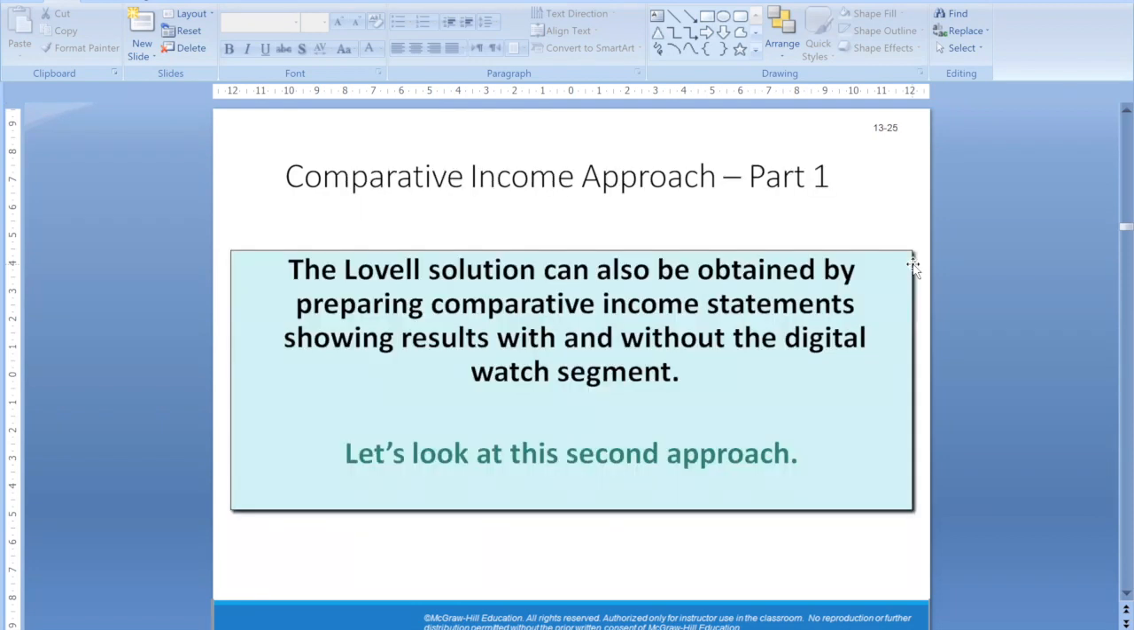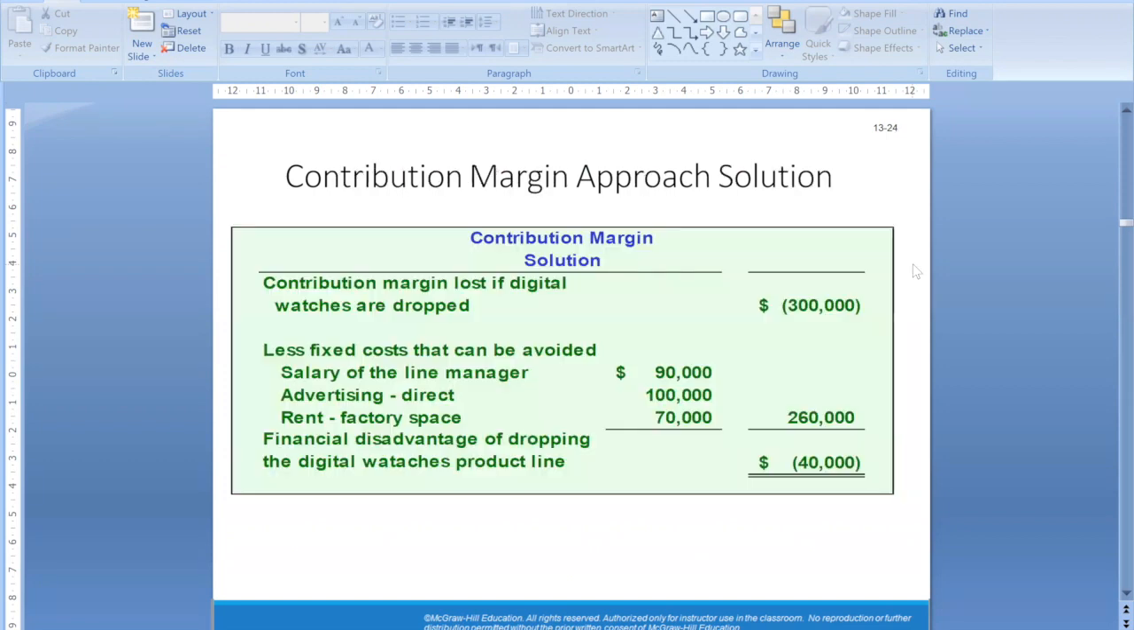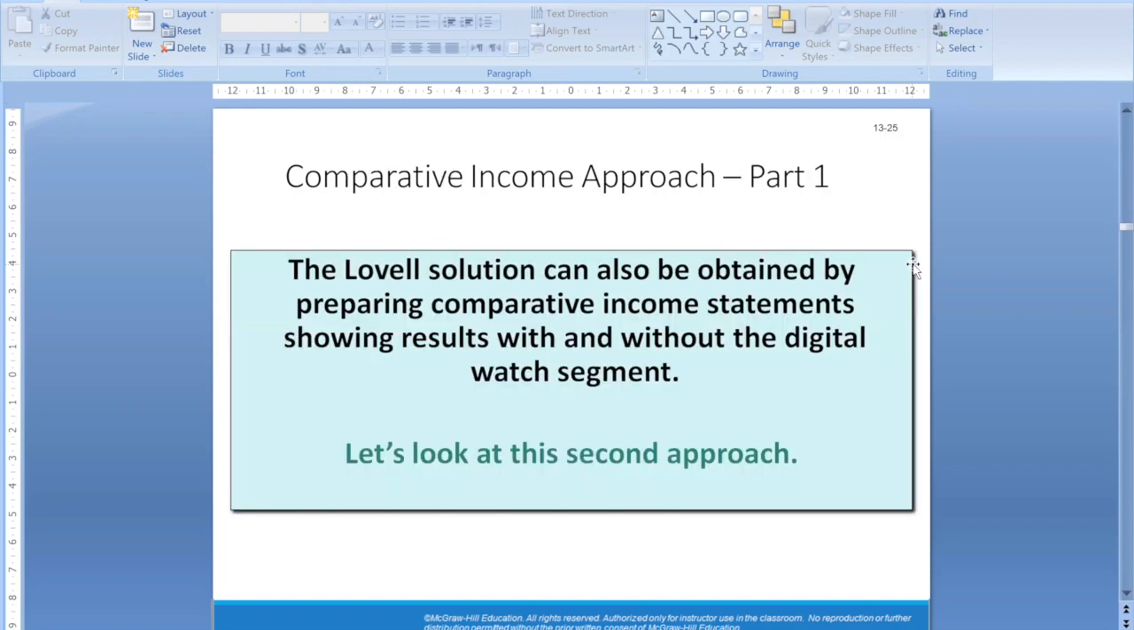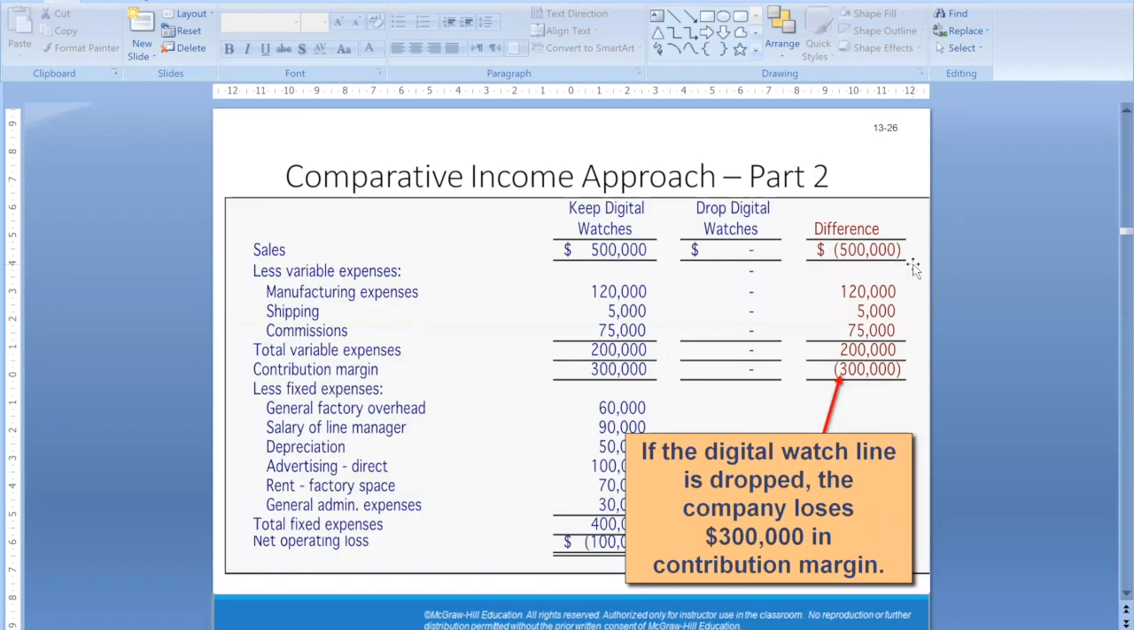The solution can also be obtained by preparing comparative income statements showing results with and without the digital watch segment. We started with the contribution margin approach, which is more important actually because it is directly related to analyzing the decision. We do have another approach called the comparative income statement approach, which means we will prepare the income statement for the two situations: the first if we keep the line, and the second if we drop the line.